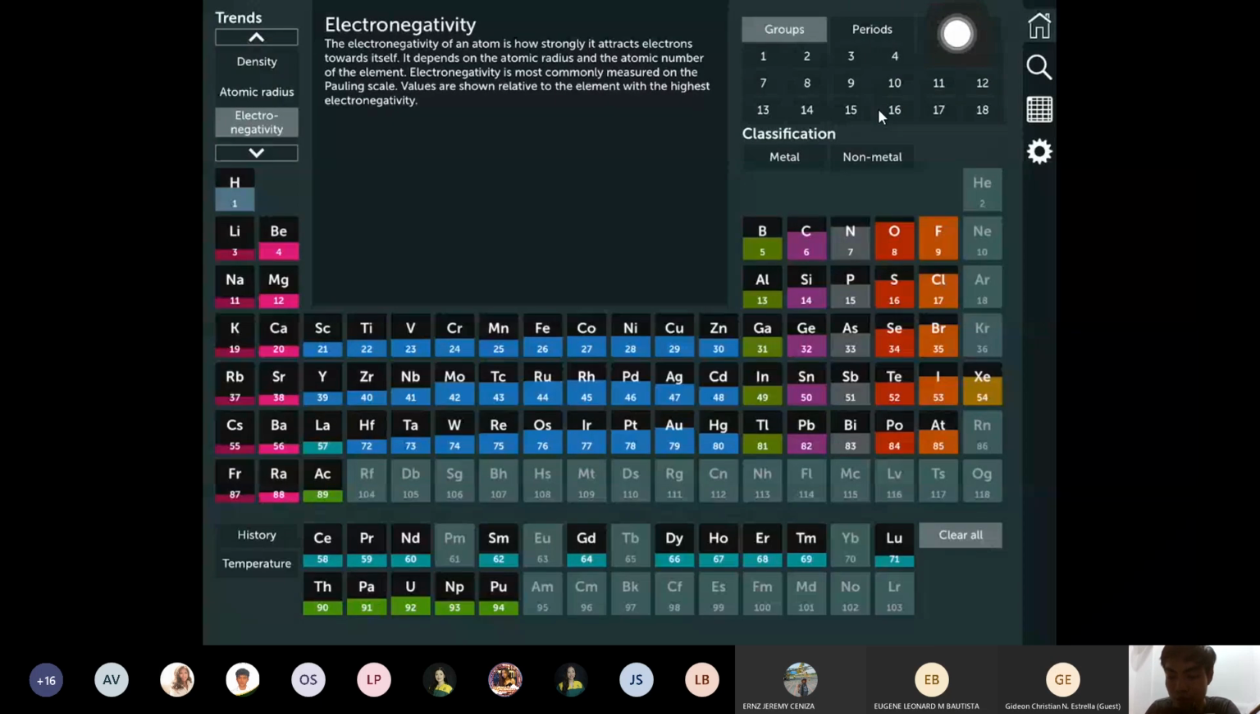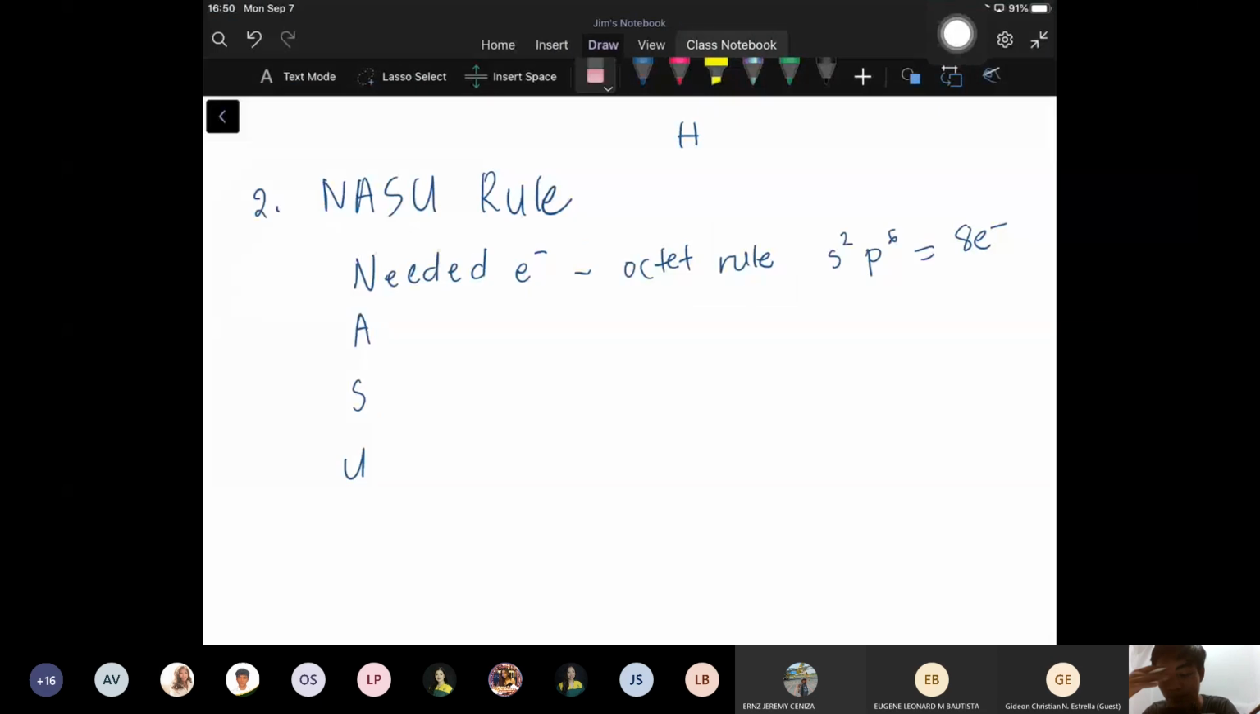So, bakit naging octet rule? Kasi, you have to completely fill the S and the P orbitals of the atom. But again, not all atoms will follow the octet rule, especially hydrogen. Hydrogen is only capable of accepting 2 electrons. Why? S orbital lang kasi meron siya. So keep in mind na lang.